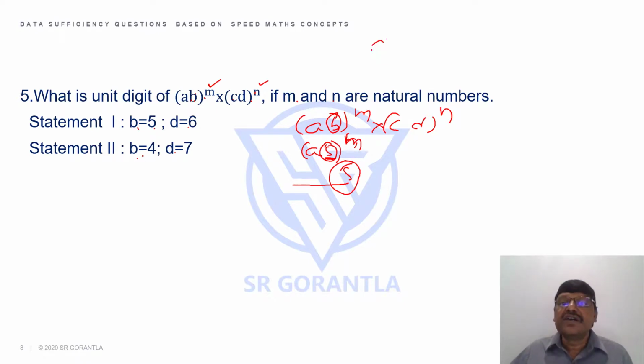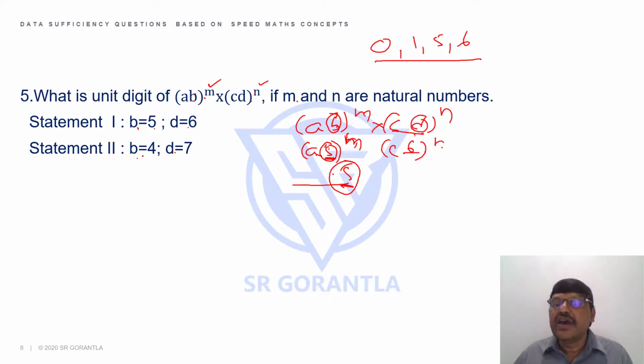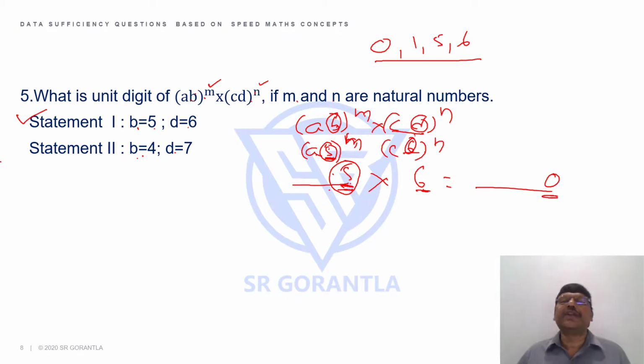That's what we discussed: if a number ends with 0, 1, 5, 6, its nth power will end with the same unit digit, as we discussed in one of the earlier videos. So AB power m, if B is 5, will end with 5. What about D is 6? If the unit place is 6, nth power will also end with 6. 5 into 6, 30, means the unit place of the product is 0. I can identify this from statement 1.